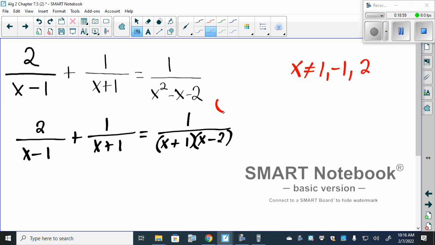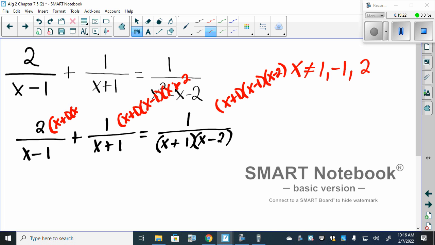Well, we know we'll need an x plus 1, x minus 1, and x minus 2. We have x plus 1, x minus 1, and x minus 2. And then we do this multiplication.